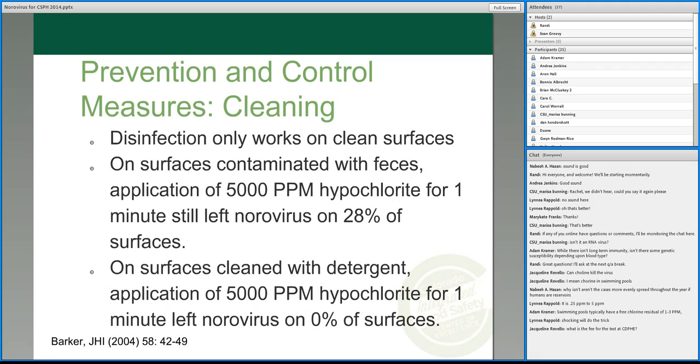Okay, so I've told you about disinfection, and now I need to tell you about cleaning, which happens before disinfection. One study demonstrated just how much disinfection only works well on already clean surfaces. They took surfaces and contaminated them with norovirus-laden feces, and then they applied this appropriate concentration of 5,000 parts per million sodium hypochlorite for 1 minute, the correct contact time, and unfortunately found that norovirus was still present on 28% of surfaces. However, when they cleaned those surfaces with a detergent first and then applied the same correct concentration of bleach for the same contact time of 1 minute, norovirus was not left on any of the surfaces. So again, bleach and all of these other approved products are very effective against norovirus when applied appropriately to a clean surface.